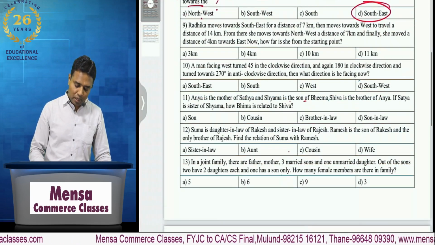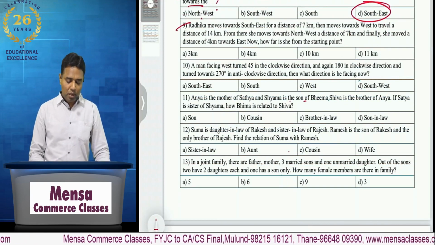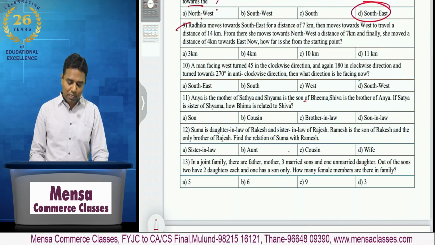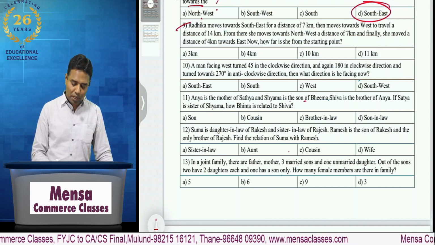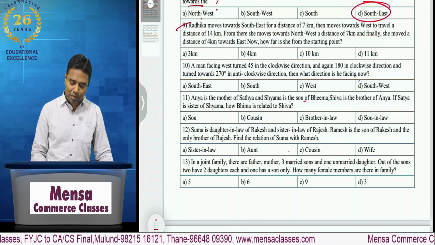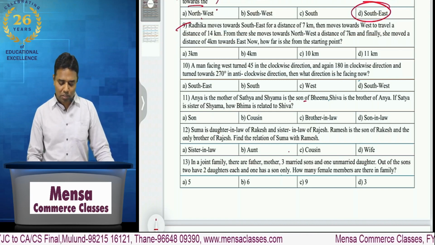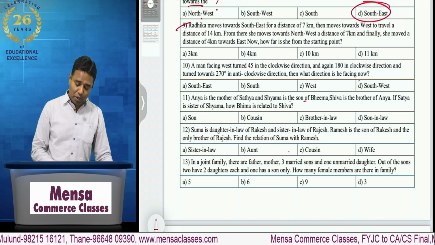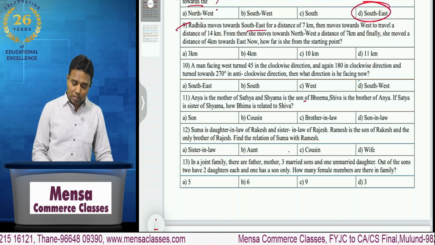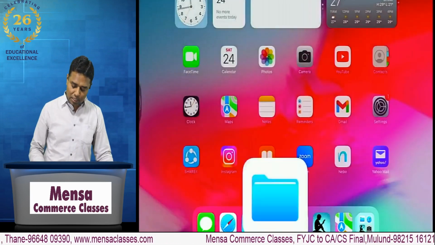Question number 9. Radhika moves southwest for 7 kilometers, then moves west to travel 14. From there she moves northwest 7, finally moves 4 kilometers towards east. Now how far she is from the starting point? Southeast 7 kilometers.